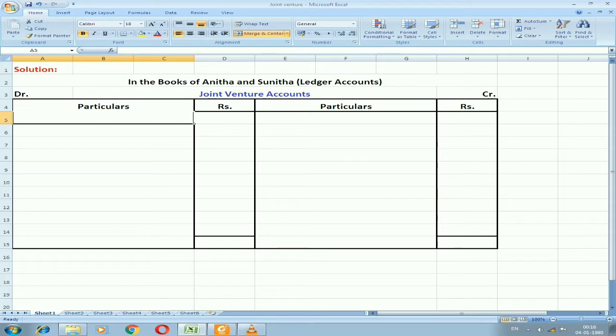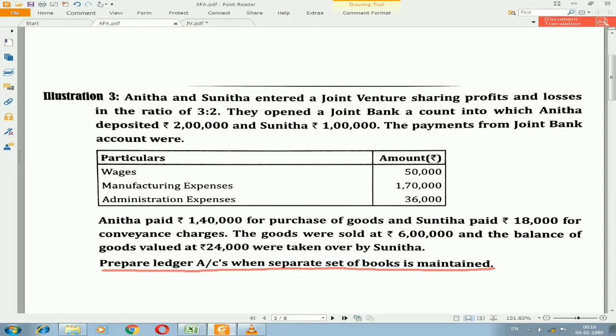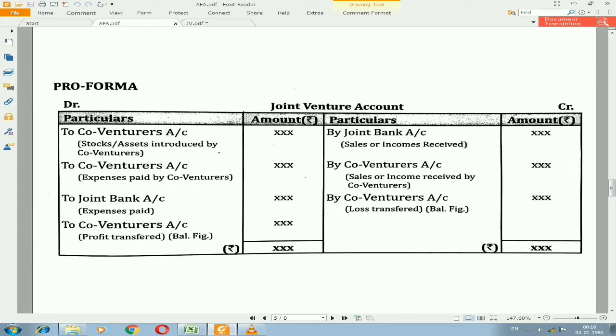As you can see here, in the books of Anita and Sunita, the ledger accounts, joint venture account, debit, credit, particulars rupees, particulars rupees. Before starting the joint venture account, let us see one more time the format of the joint venture account. On the debit side usually we will have all the expenditures done in the joint venture, and the credit side will have usually all the incomes generated by the joint venture.